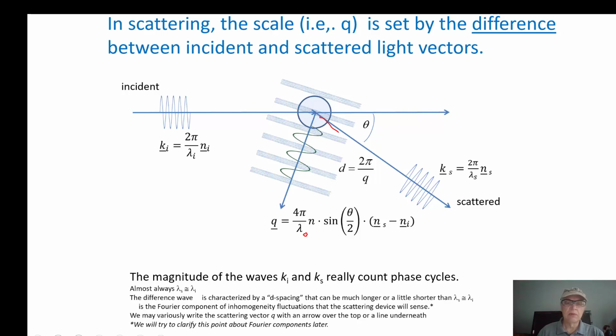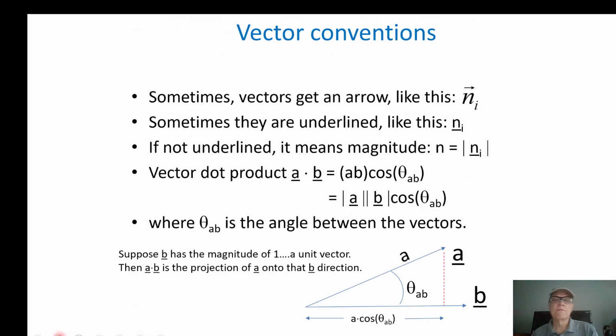Go to the next page. There we go. Well, I have a problem in this talk. Sometimes vectors get an arrow on top. Sometimes they may look like this with an underscore. If it's not underlined, it means it's a magnitude. Just to remind you, for vector dot products, A dot B is AB cosine of the angle between them. This is just a reminder of how vectors work, and an admission that sometimes our notation isn't 100% consistent.